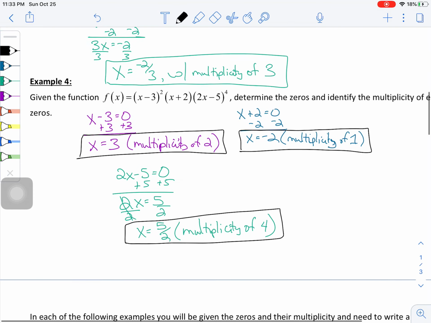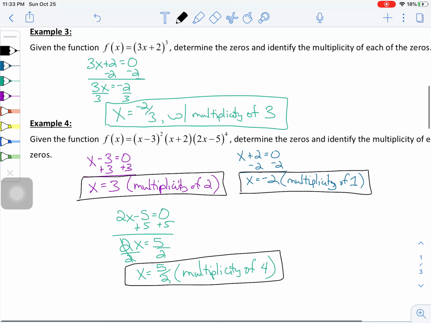All right, so that takes us through the examples where I'm giving you the functions and you need to find the zeros and the multiplicity. In the next video, I'm going to go ahead and reverse it. I'm going to give you the zeros and the multiplicity and we're going to write a function.